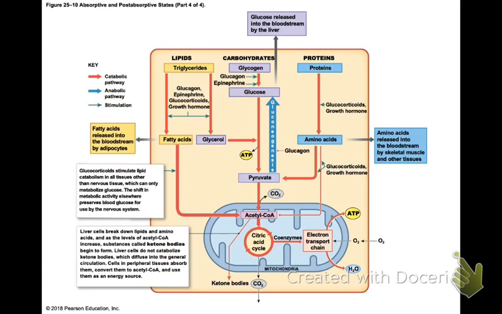Okay, so now we are in the post-absorptive state. The glucose is coming from the liver. There's no insulin in this picture. The hormone of the post-absorptive state, not shown in this picture, is glucagon. Glucagon is secreted by the pancreas when you're in the post-absorptive state, when glucose level is low.